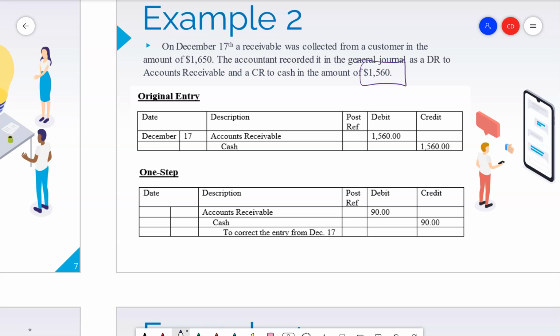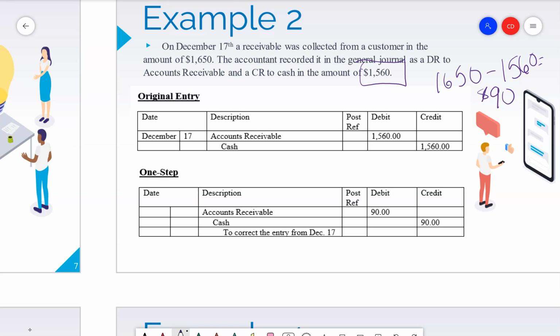So the original entry is a debit to accounts receivable, $1,560, credit to cash. But if we take $1,650 and subtract $1,560, which is what we actually recorded, we see that we shorted both accounts $90. So the correcting entry is just going to be an additional entry where we additionally debit accounts receivable 90 and additionally credit cash 90. Okay, so that's a one step when the amount is incorrect. You see how nicely that works?